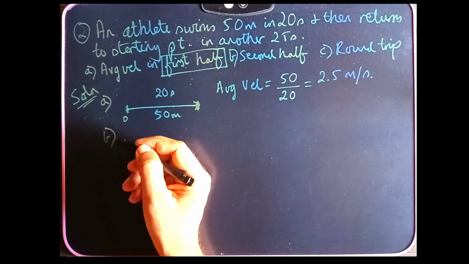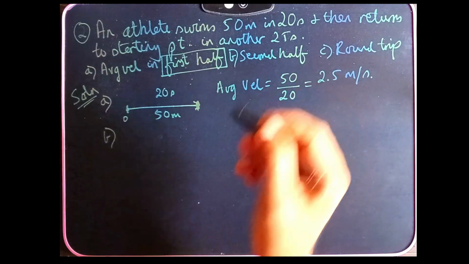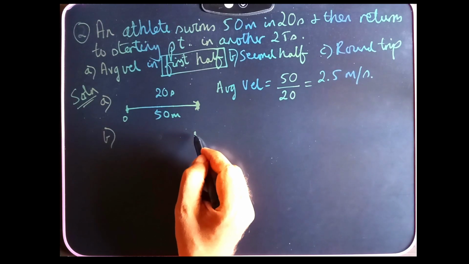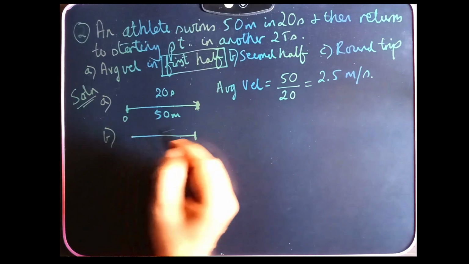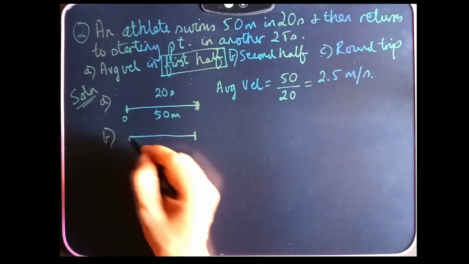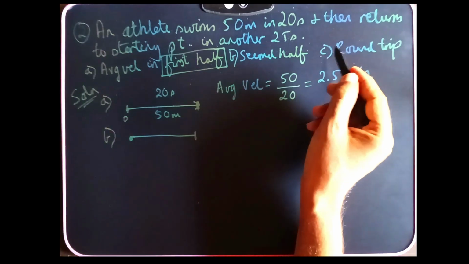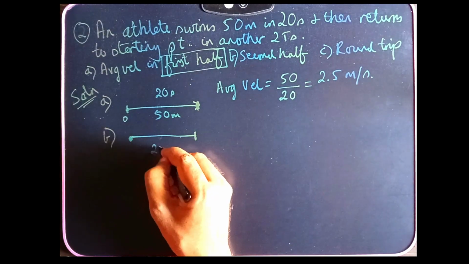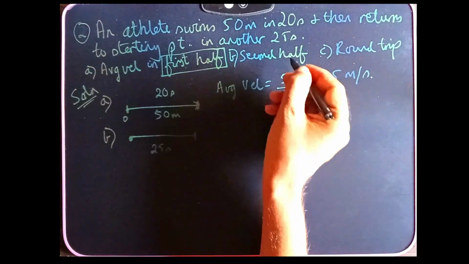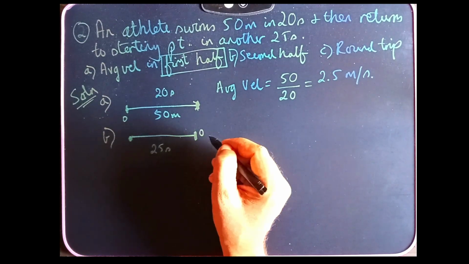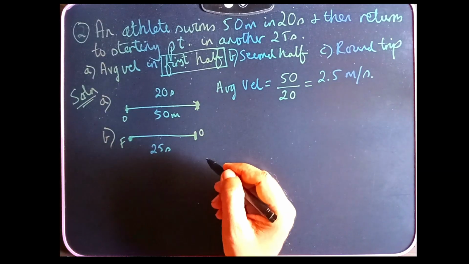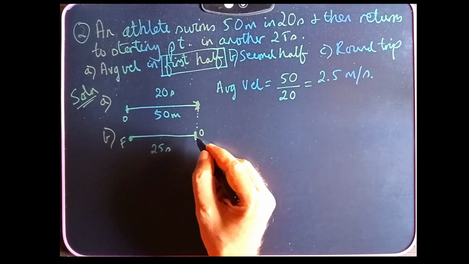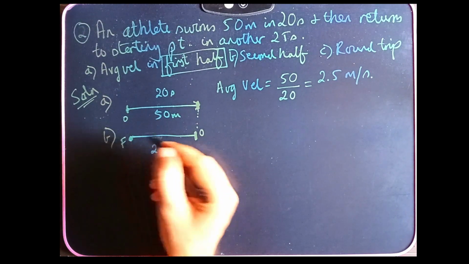Case 2. In the second half. Now second half. That means it had reached here. It has gone in the second half, right? It has gone back. It is asking average velocity in the second half. In the second half, it has taken 25 seconds. The starting position in the second half is this. That means the origin is here and the final is here. Right? In the second half, the origin is where it has stopped earlier. He starts from here and goes to the starting point. This is in the second half.